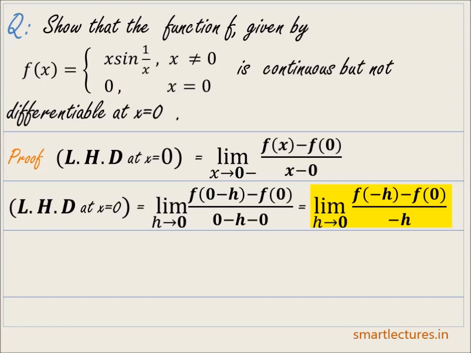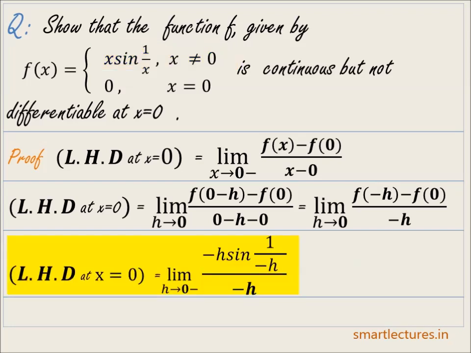And f of minus h is equal to, now as per the definition of the given function, f of x is equal to x into sine of 1 upon x when x is not equal to 0. So the left hand derivative at x equal to 0 can also be written as limit h approaches 0 of minus h into sine of 1 upon minus h divided by minus h. Now cancelling out minus h from the numerator and the denominator, this left hand derivative finally becomes minus limit h approaches 0 sine of 1 upon h.